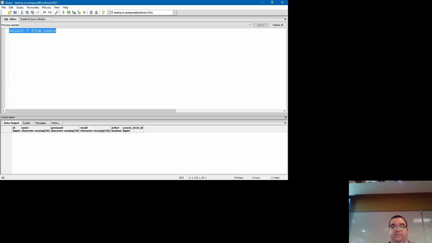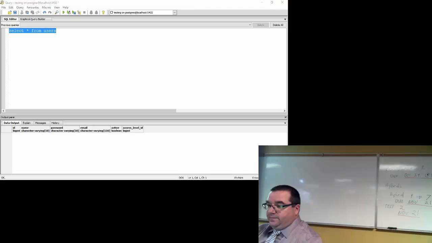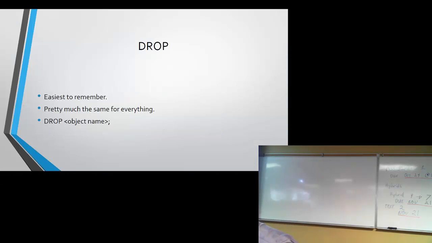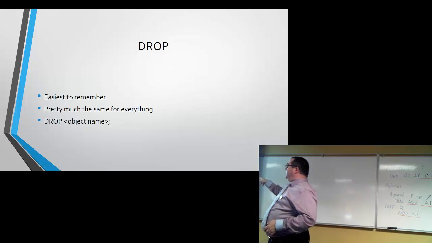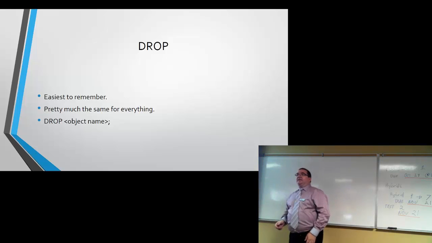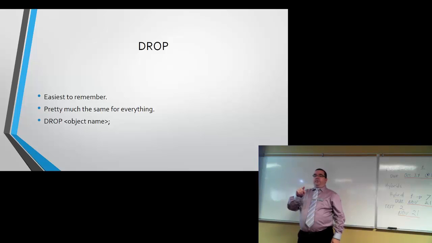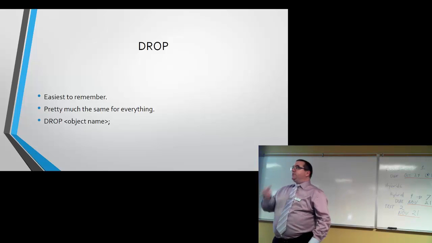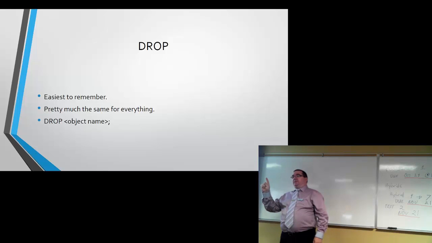Now the last bit is drop. In actual fact, I'm going to go back to altering the table just a minute before I do the demo of the drop. But drop is the easiest one to remember because the syntax is really basic. Drop whatever kind of object it is, and then you give it the name and gone. It's over. There's no extra parameters, except when you have referential integrity rules.